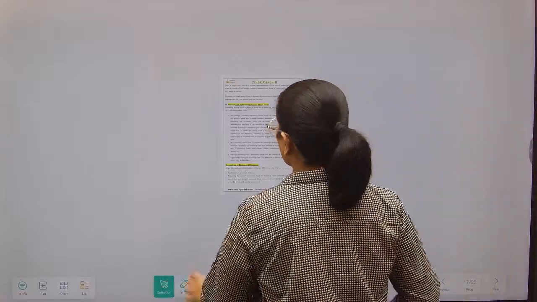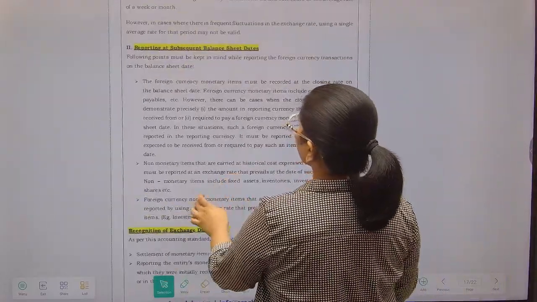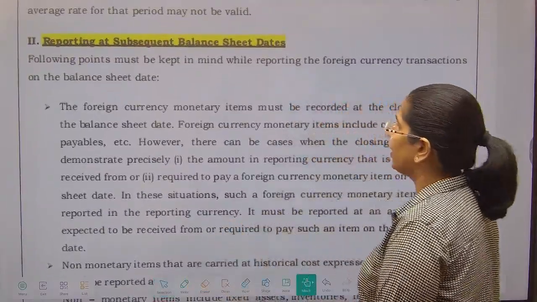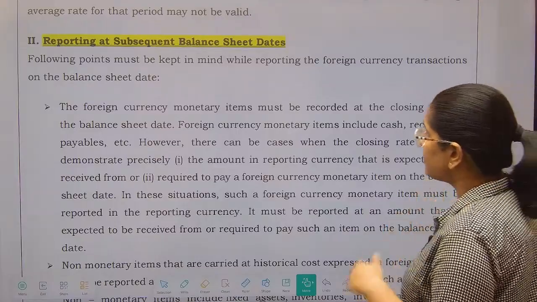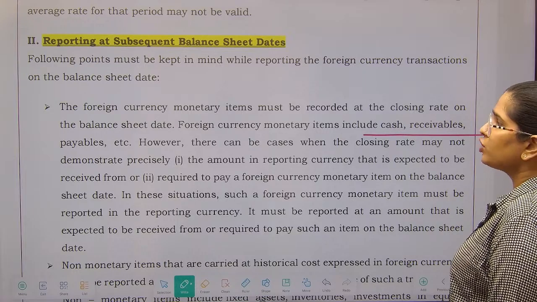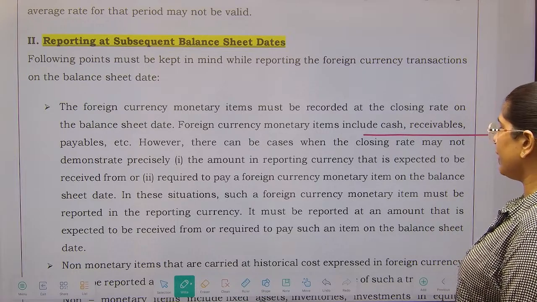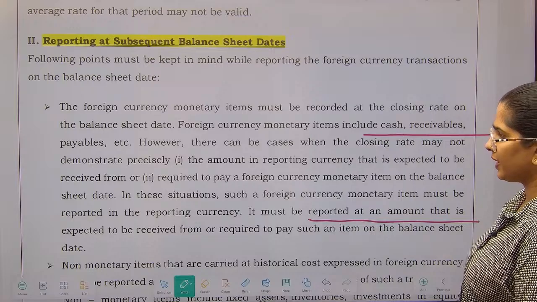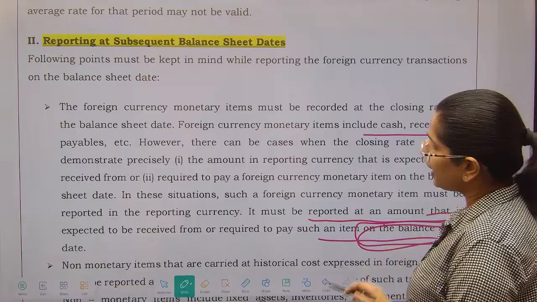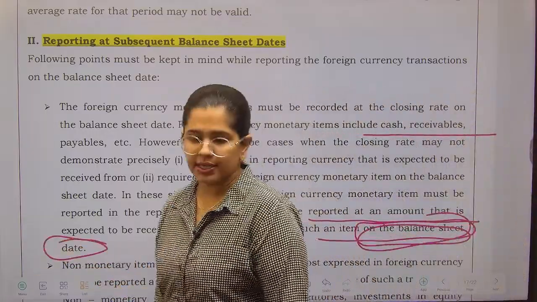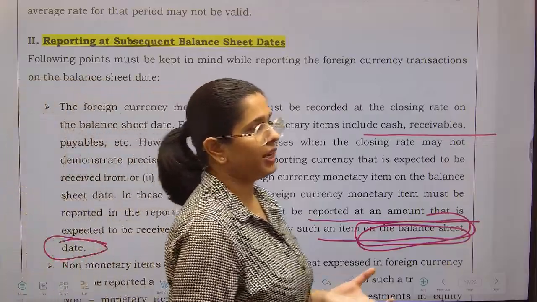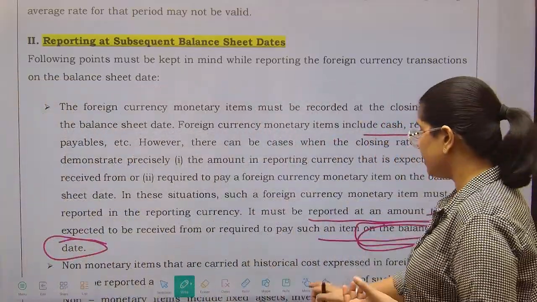Now what happens on the balance sheet date? Balance sheet date पे क्या होता है? So now there is a difference between the monetary items and non-monetary items. Monetary items क्या? जैसे कि आपका cash, receivables, payables, right? So in this particular case, it must be reported at an amount that is expected to be received from or required to be paid on the balance sheet date. मतलब कि monetary items के case में what is the exchange rate that we'll be using? This will be the exchange rate as on the balance sheet date. Balance sheet date की exchange rate रहेगी.